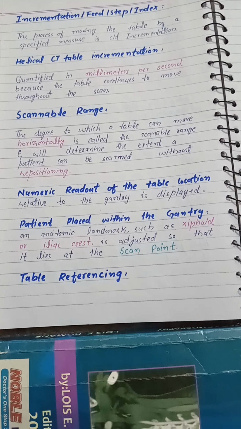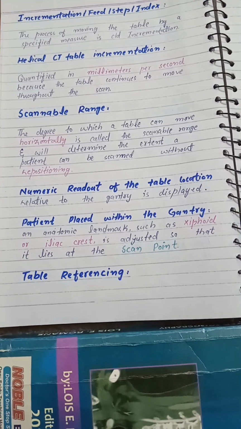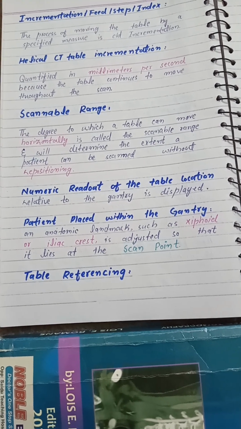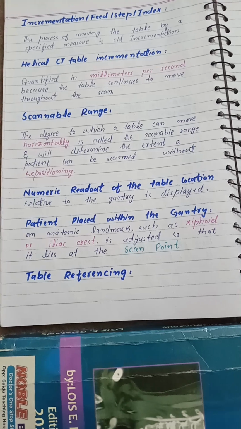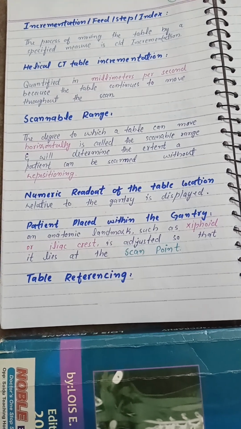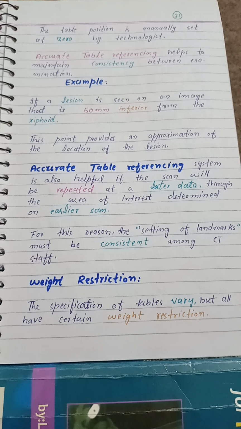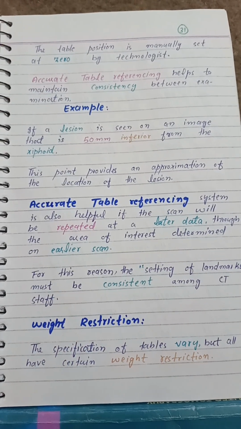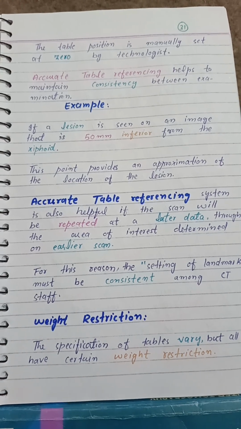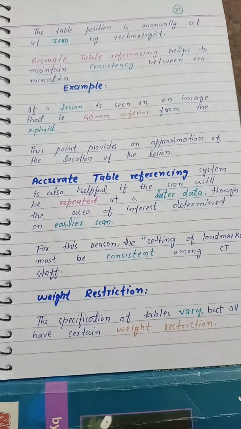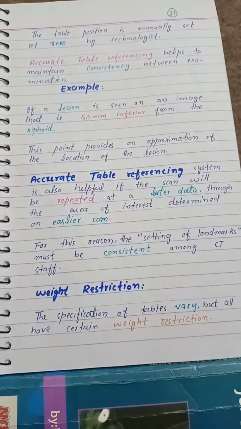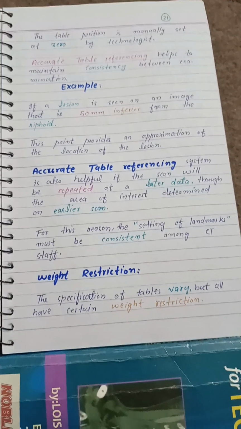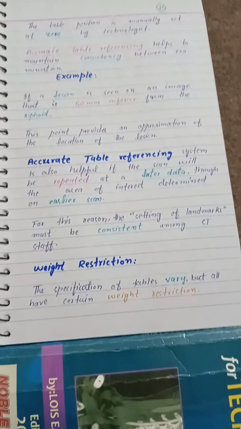A numeric readout of the table location relative to the gantry is displayed. The patient is placed within the gantry. An anatomic landmark such as the xiphoid or iliac crest is adjusted so that it lies at the scan point. Table referencing. The table position is manually set at 0 by the technologist. Accurate table referencing helps to maintain consistency between examinations. For example, if a lesion is seen on an image that is 50 mm inferior from the xiphoid, this point provides an approximation of the location of the lesion.